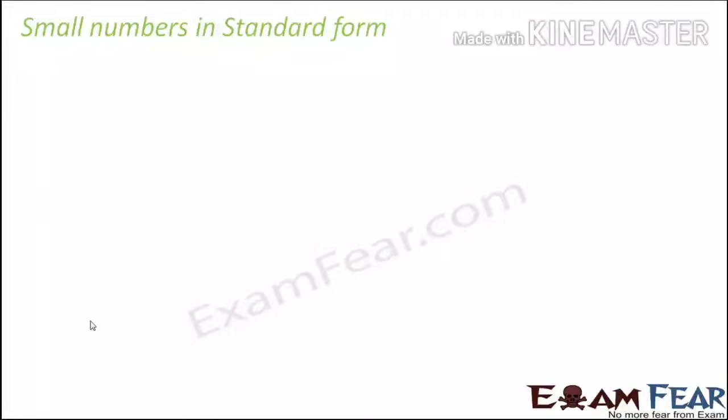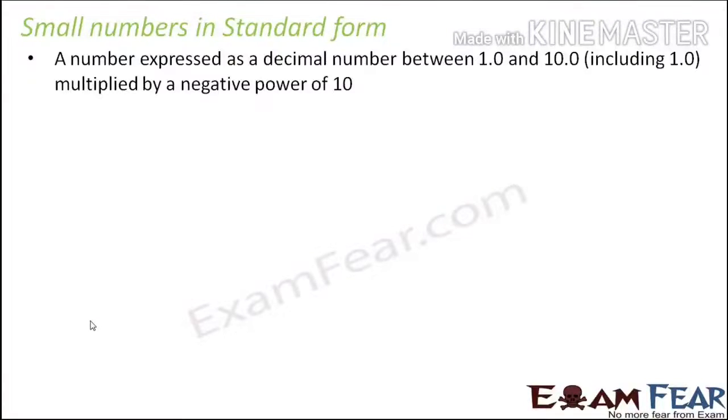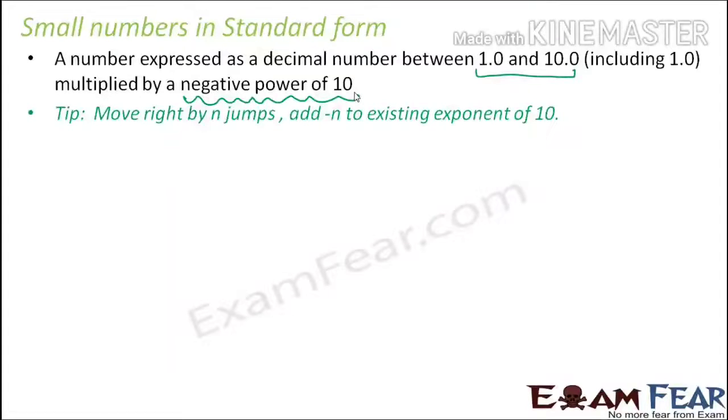So in a similar way, when we want to represent small numbers in standard form, the logic remains the same. That is, we would still want to represent that number as a decimal number between 1 and 10 and then multiply it by a negative power of 10. So that is the only difference, that this time you will have a negative power of 10. Let's take an example and understand.